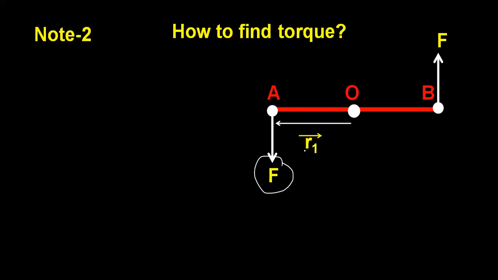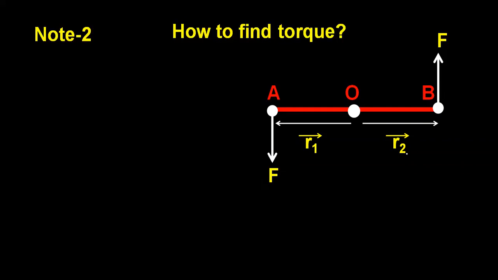So let it be R1 vector. R1 vector is the position vector of the force acting at the point A. In other words, the distance of the force acting at the point A from the fixed point is R1. Likewise, let R2 vector be the position vector of the force acting at the point B. That is, the distance of the force from the fixed point O is R2.